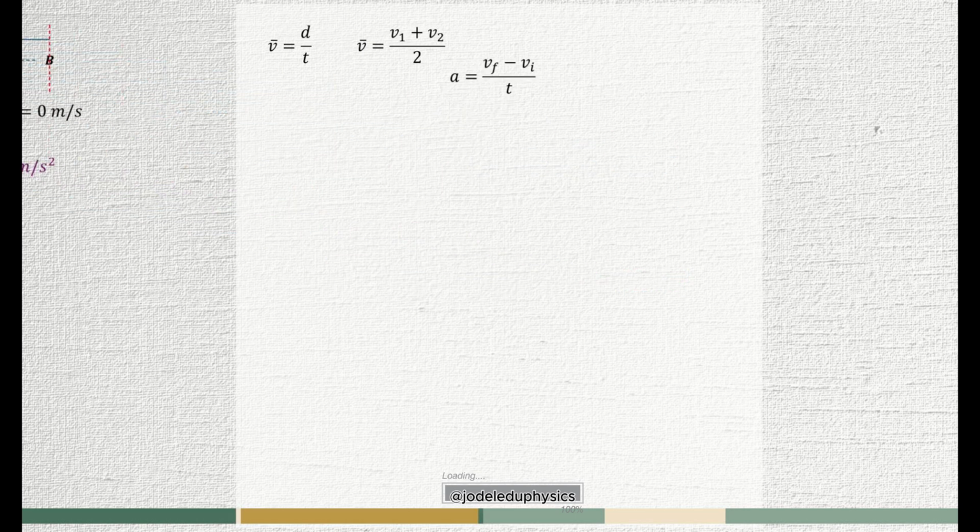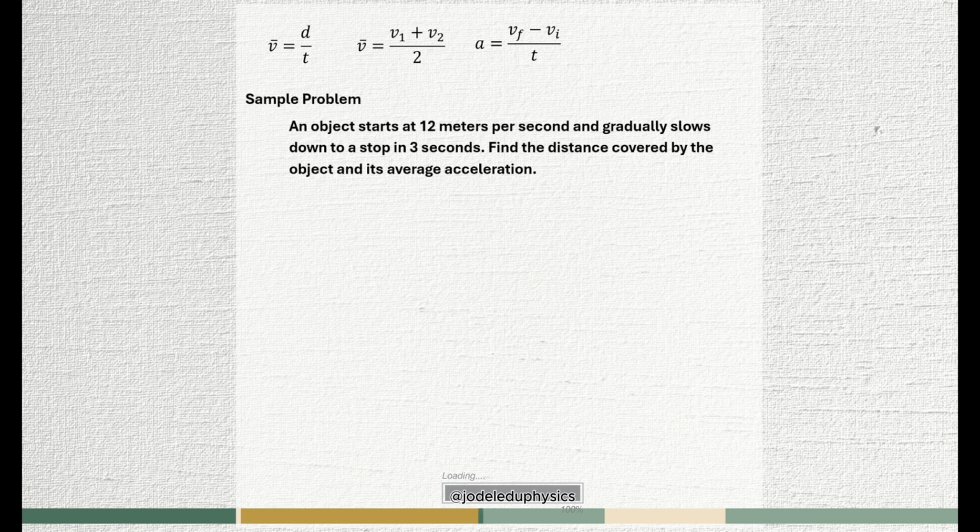Now let's test our understanding with this problem. An object starts at 12 meters per second and gradually slows down to a stop in 3 seconds. We need to find the distance the object covers and its average acceleration. The initial speed is 12 meters per second, which we'll denote as v sub i. The final speed is 0 meters per second, denoted as v sub f. Both of these speeds are instantaneous. Can you guess the average speed of the object? If you guessed 6 meters per second, you're correct.